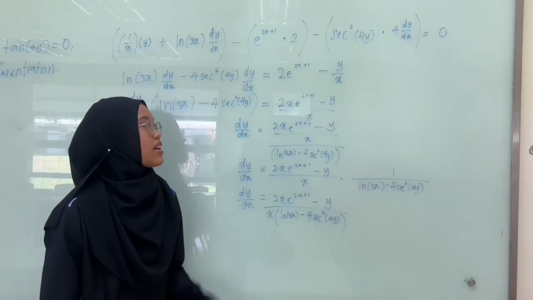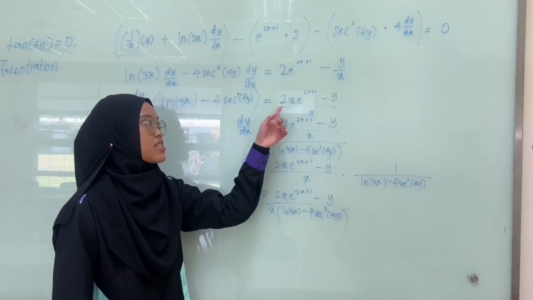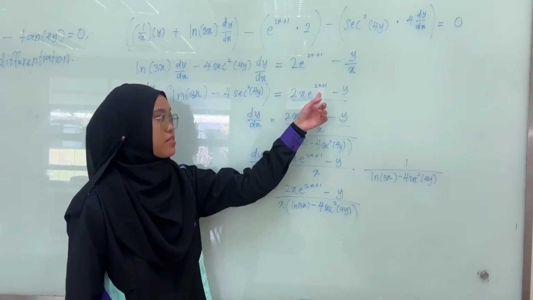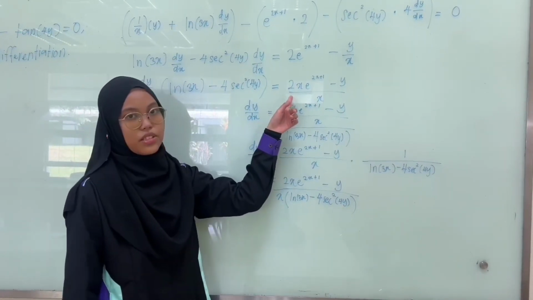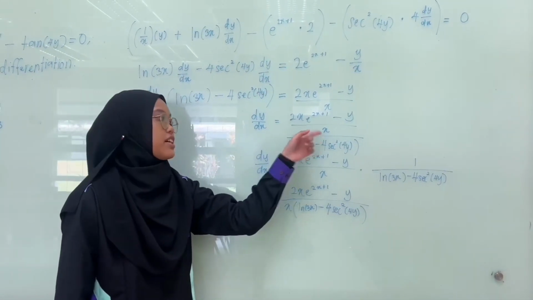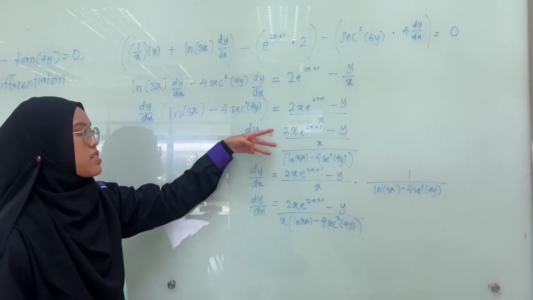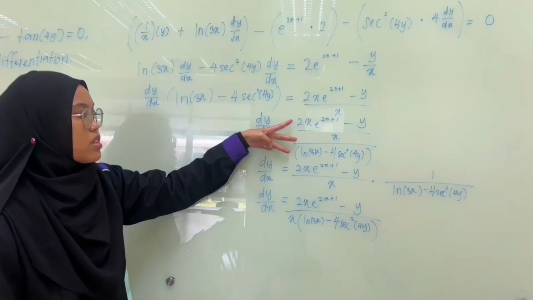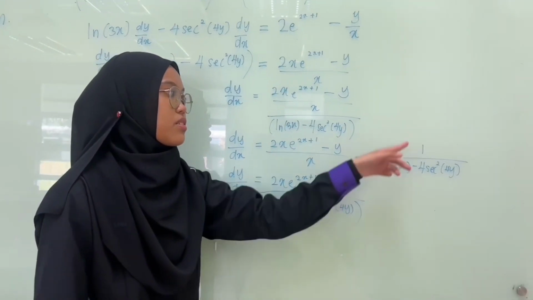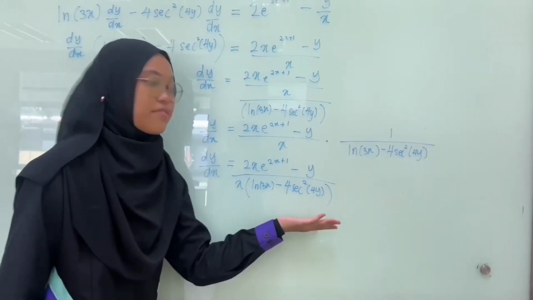For this one, we need to make the denominator common and it becomes 2x e to the power of 2x plus 1 minus y over x. Then we need to make dy over dx the subject, and for the function, we divide it by ln 3x minus 4 secant squared of 4y. And we're not supposed to have 3 layers for this, and we need to multiply it with 1 over ln 3x minus 4 secant squared of 4y. So here is the final answer.